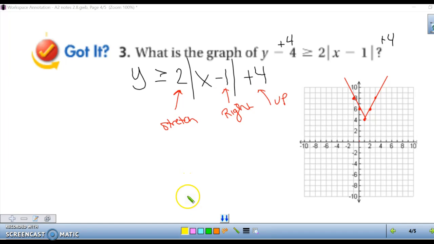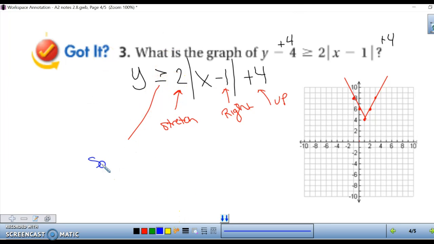Alright, and now we need to shade. So we have a greater than or equal to. Oh, I'm sorry, greater than or equal to, should that be solid or dotted? That should be a solid line, so we're good on that. Now, what side should we shade if it's greater than or equal to? We're going to shade above the line. When I say above the line, this is what I mean. On this line it's above, on this line it's above, so it's within our graph.